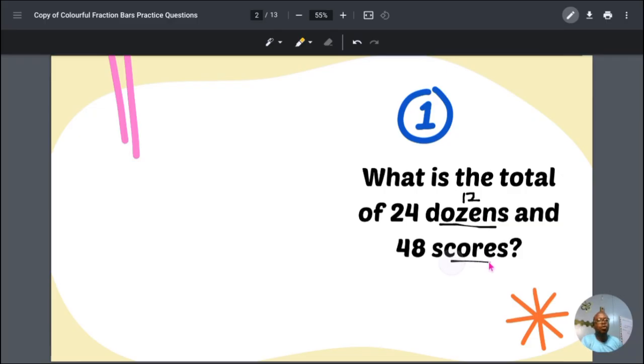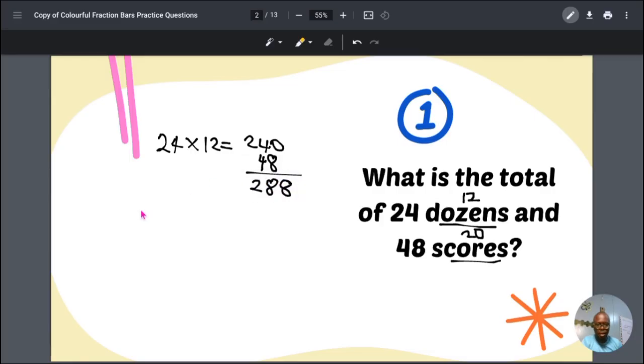Then 1 score is actually 20. That means we are talking about 48 20s, 20 in 48 places. So the first part is definitely going to be 24 times 12. That's going to be 240 and 48. So if you multiply that, you should be getting 288 there.